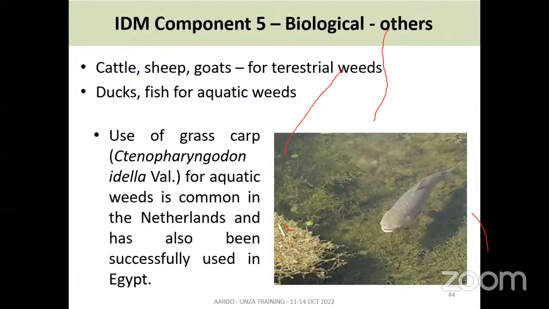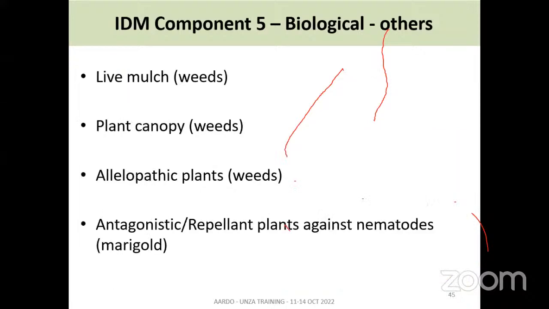In terms of others, here you could have cattle, sheep, goats. Of course, they have to be cleverly integrated in such a manner that they don't feed on your crop. Fish has been used, and the grass carp appears to be one of those versatile ones, successfully used in Egypt. What we know from literature is that it feeds on a broad range of, not all aquatic weeds, but a very good range of aquatic weeds. So this is something that could be integrated if you are doing organic agriculture or agroecological crop production, or as it may be.